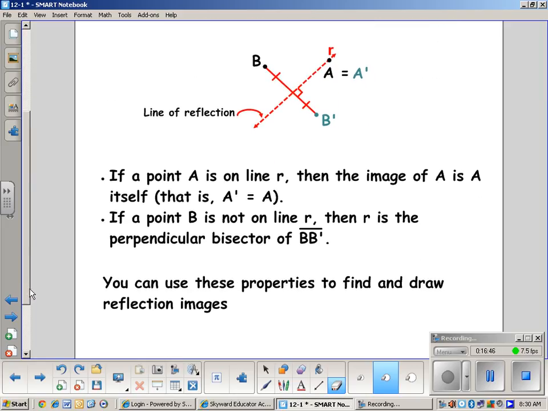If a point A is on the line R, the reflection line R, then the image of A is A. So if the point is on the line, when I reflect it, it's going to stay on the line. Alright? So if a point's on the line and you reflect it, it's going to stay on the line.